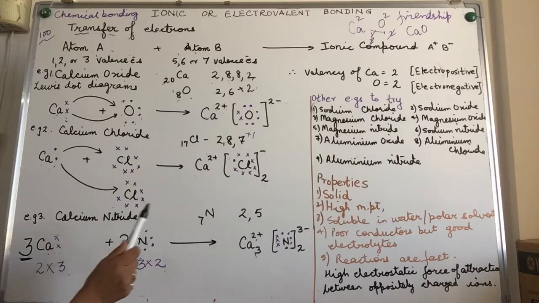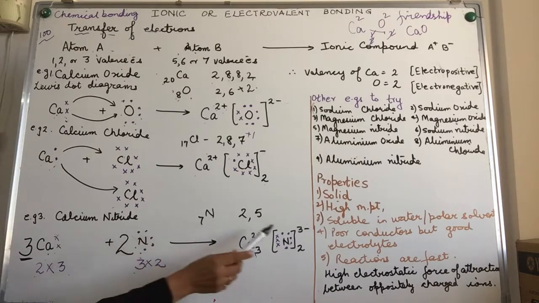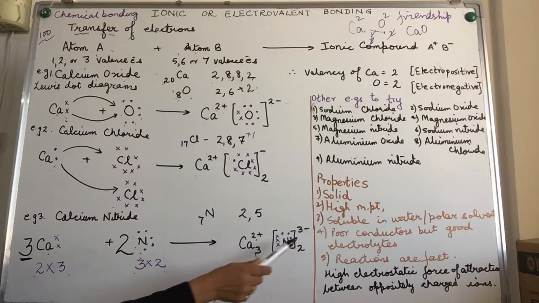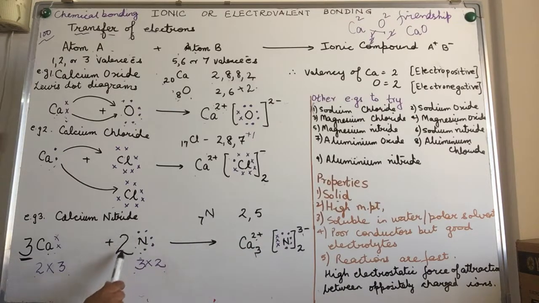Nitrogen, on the other hand, will gain 3 electrons. So each nitrogen is gaining 3 electrons, so 3 negative. But 2 nitrogen atoms are participating, so 2 comes at the bottom, called the subscript. This explains why the formula of calcium nitride is Ca3N2.